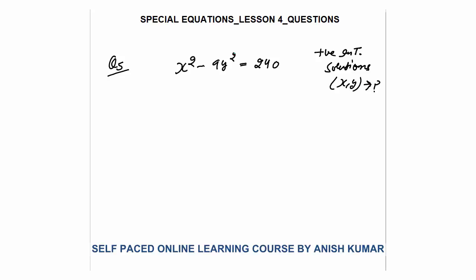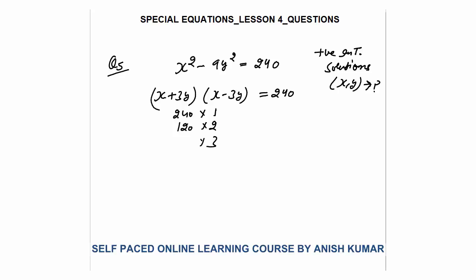Now question number 5: x square minus 9y square is equal to 240. We need to find the positive integer solutions. Can I say this is (x plus 3y) into (x minus 3y), equal to 240? Now 240 is a product of two numbers. How can we write it? 240 into 1, and 2 into 120.